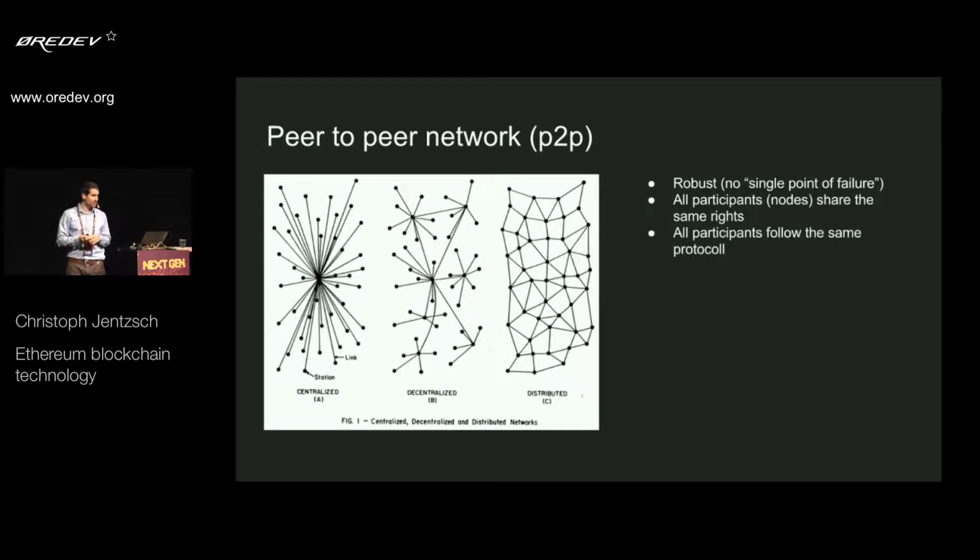All participants follow the same protocol. There are a lot of definitions of what a blockchain is, and I will give you several of those today. One definition is that it is just a protocol. There can be people implementing it in different programming languages, and as long as they are true to the protocol, they are part of this network. As long as you are not true to the protocol, you are automatically kicked out.